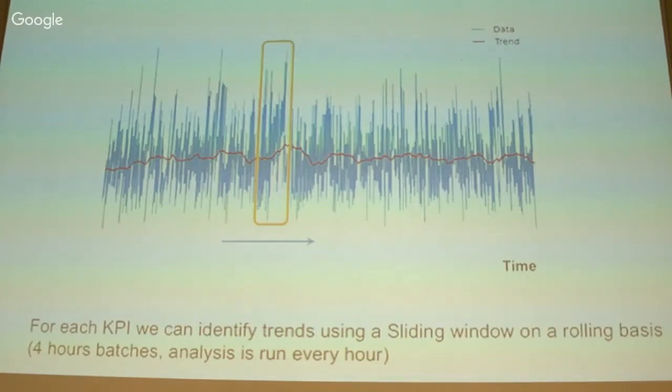So for each KPI, we can identify trends using a sliding window on a relative basis. We have different batches of 4 hours, and an analysis is run every hour.